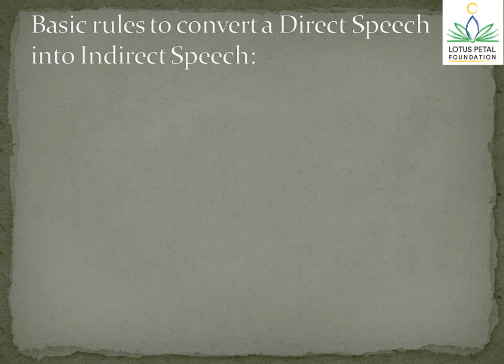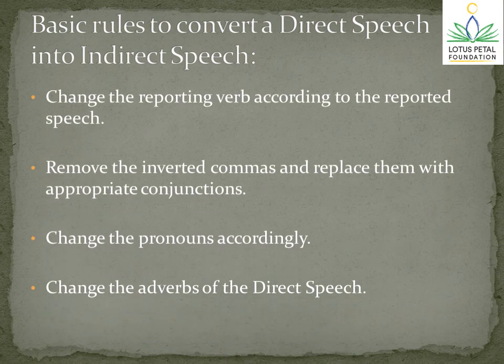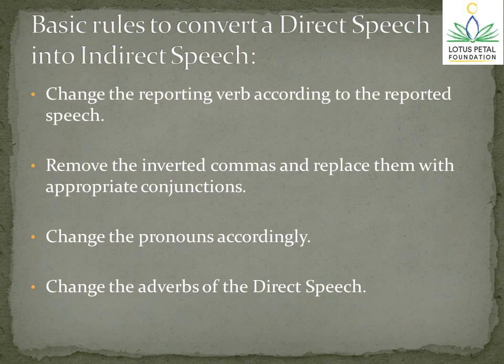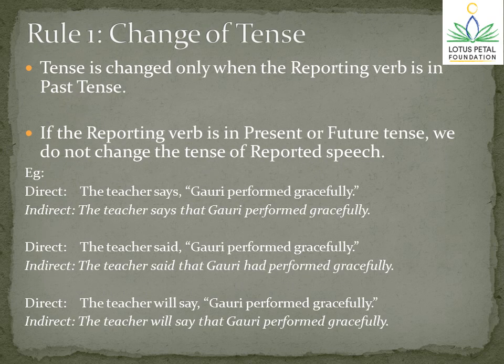Here are some basic rules to convert a direct speech into indirect speech. First thing, change the reporting verb according to the reported speech. Second rule is remove the inverted commas and replace them with appropriate conjunctions. Change the pronouns accordingly. Change the adverbs of the direct speech. Here comes our first rule, change of tense.